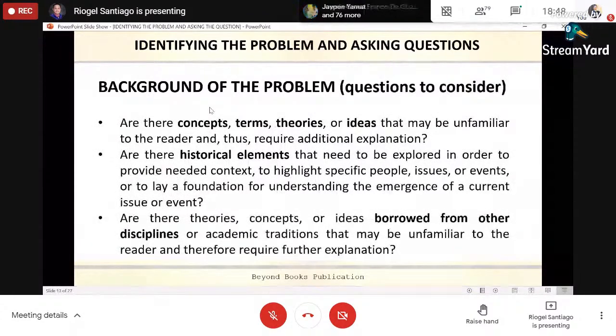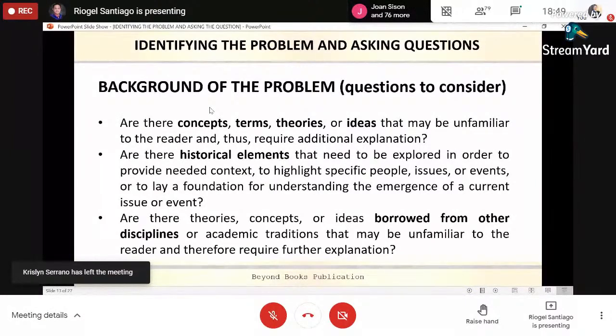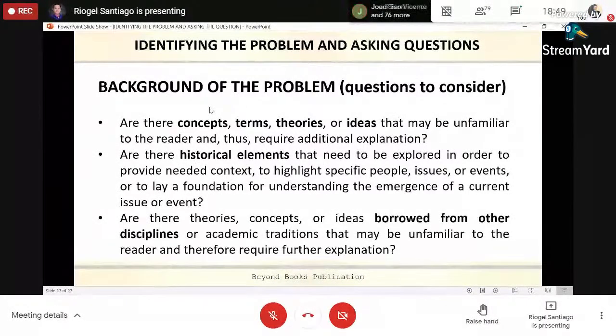Now, we need to consider these questions also. So, ano sabi dito? Are there concepts, terms, theories, or ideas that may be unfamiliar to the reader and thus require additional explanation? Kasi baka mamaya, gumagamit tayo ng mga konsepto, mga terminolohiya, mga theory na, yes, alam natin, pero it is something new to the readers, di ba? Lalo't baka tayo lang nakakaalam niyan. Pero napakahalaga na at least yung mga readers natin ay mabibigyan natin ng additional explanation para kahit sila ay makaka-connect doon sa research problem, doon sa research paper na ginagawa mo po.